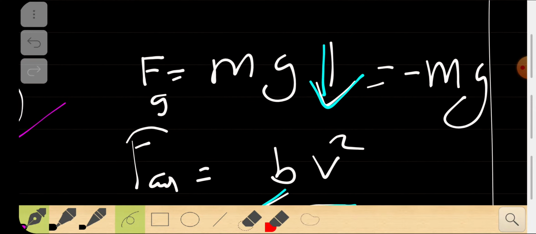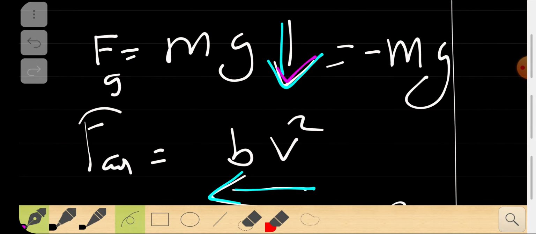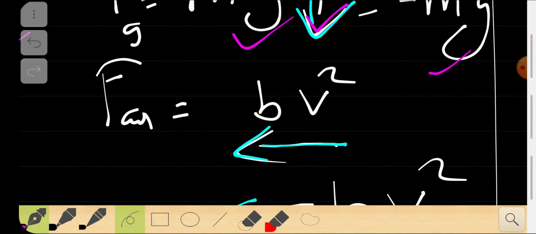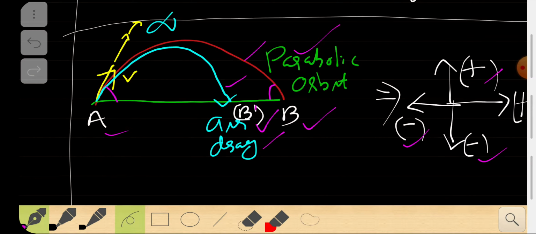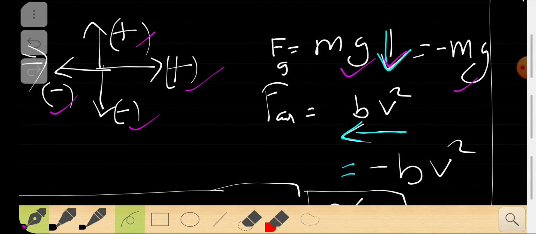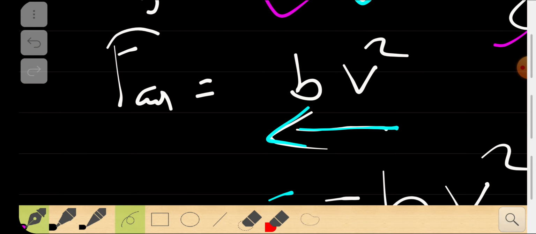Now if that's the case, then the force of gravity will be downwards, right? So if the downwards direction is negative, the gravitational force will be the weight of that body, mg, so it will be a downwards force, minus mg. Now, air drag will be acting towards the left, right? If the ball is moving towards the right, air drag will have its effect in the direction left, right?